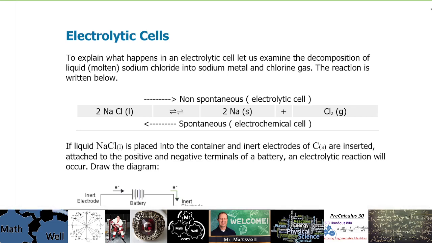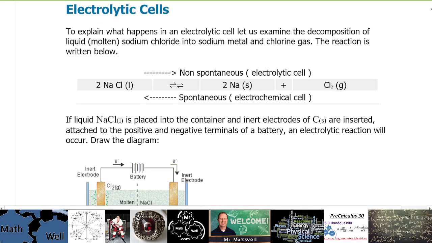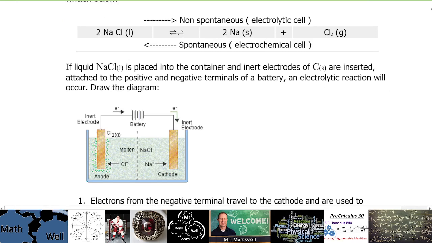So if liquid NaCl is placed in a container and inert electrodes of carbon are inserted, how would we actually do this? Well, we'd need some electrodes, and those electrodes wouldn't be able to be sodium or chlorine or anything that's involved there. They would have to be just inert electrodes that we can pump some electricity through, because we're interested in what's happening in the solution. We're not interested in changing this into metal or this into ions. So these electrodes are neutral, they're separate. This is how this works. Separate inert electrodes of carbon are inserted, and they're attached to the positive and negative terminals of a battery. An electrolytic reaction will occur.